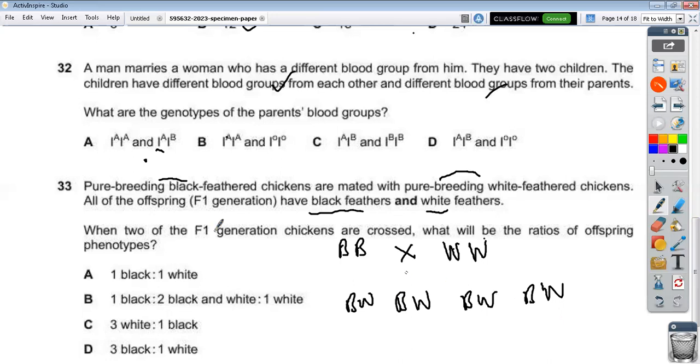A pure breed of black mated with a pure breed of white. All offspring have black and white feathers. Okay, correct. Clear now. Makes sense? Black and white feathers. You can see that we don't call this monohybrid. We call that co-dominance, because both are expressed. You know that.